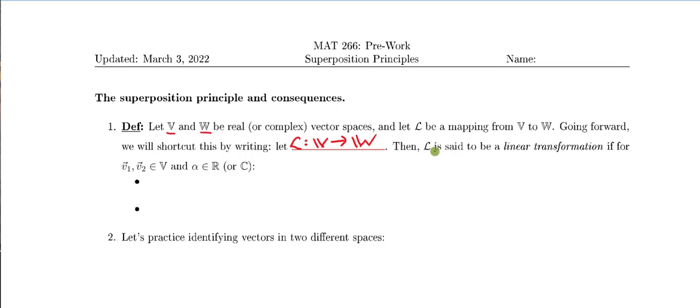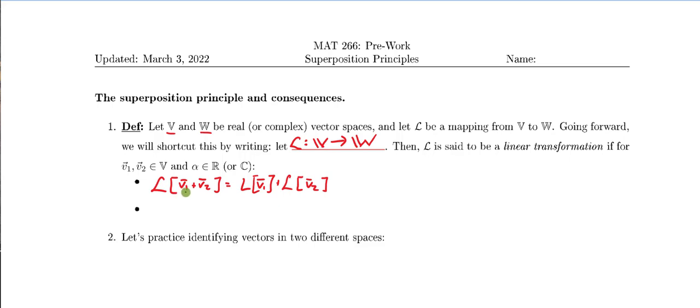So we're going to say that this mapping L is called a linear transformation if, given two vectors V1 and V2 in V and a scalar, we can say L of V1 plus V2 is equal to L of V1 plus L of V2. And this might look like gibberish to you. Let's talk through it carefully.